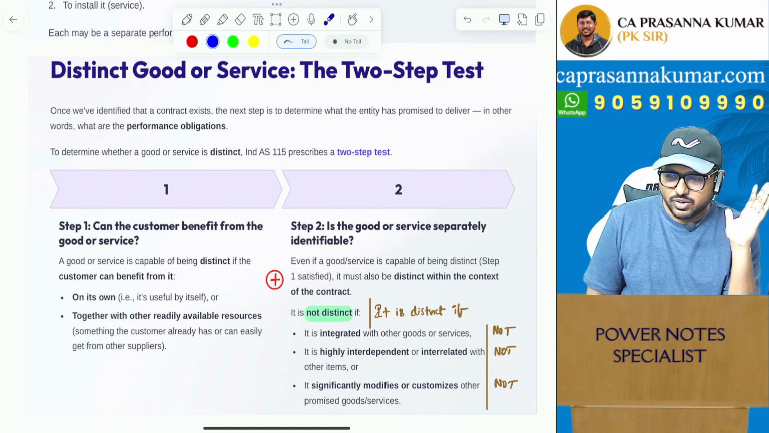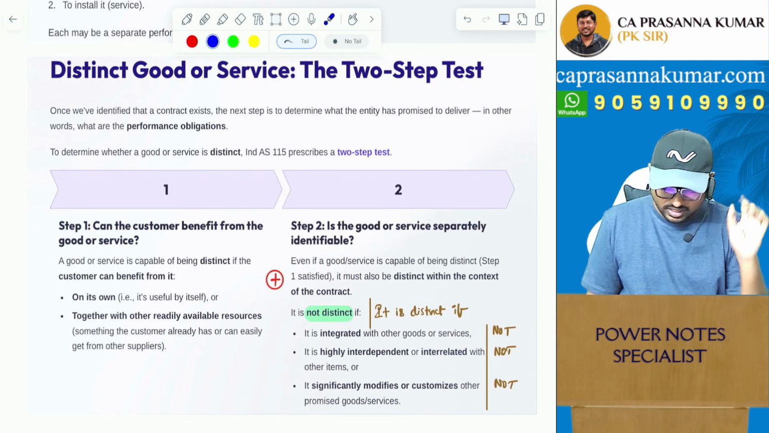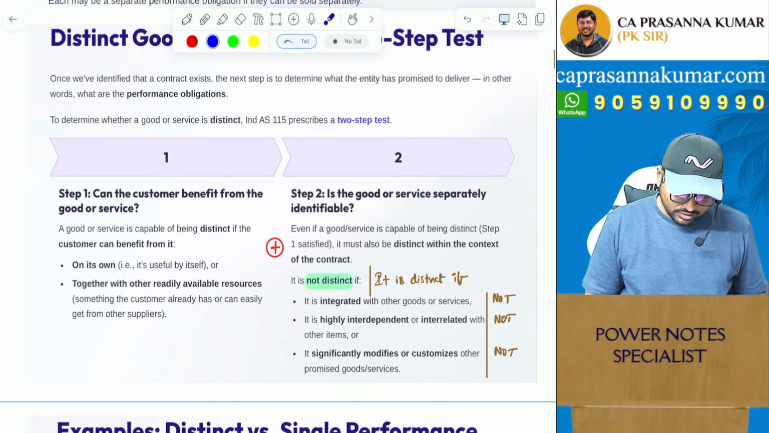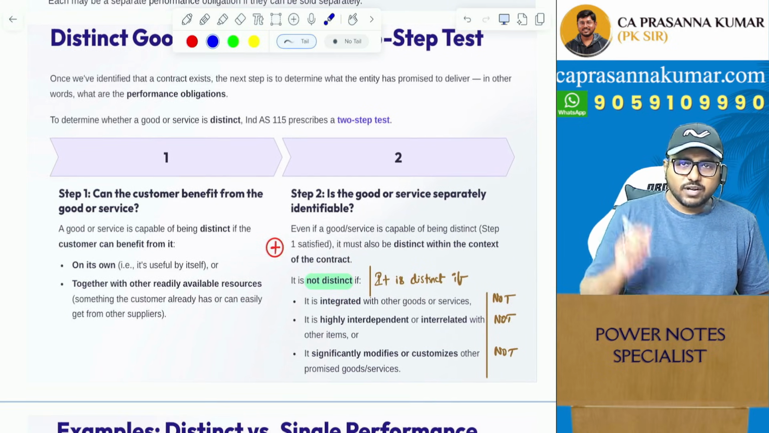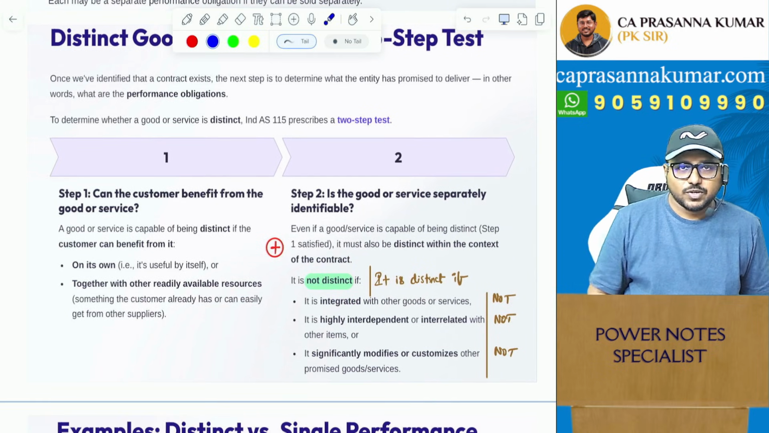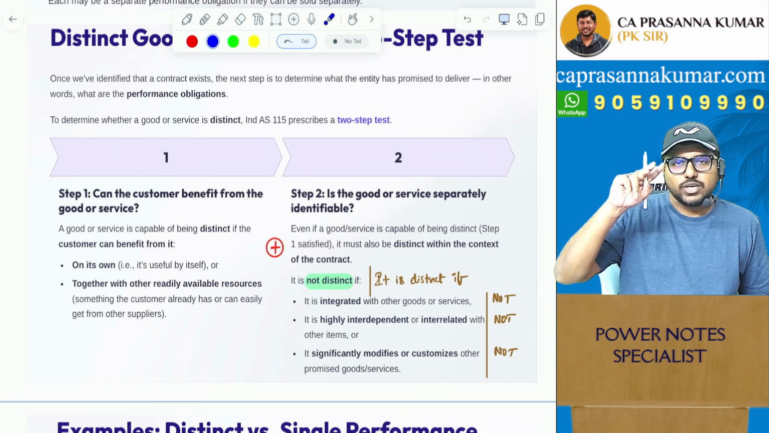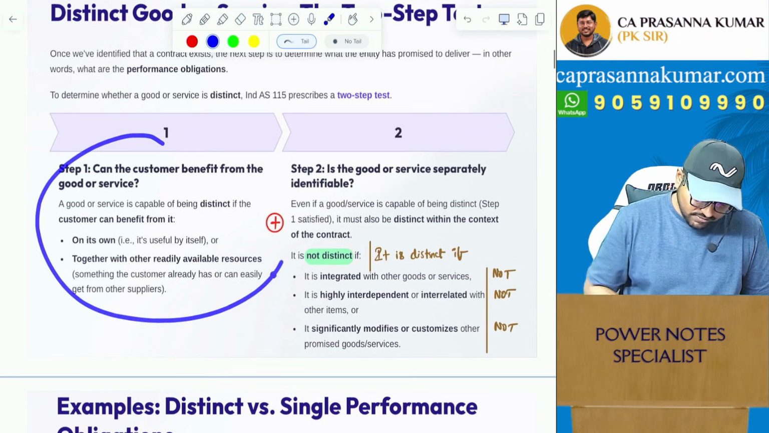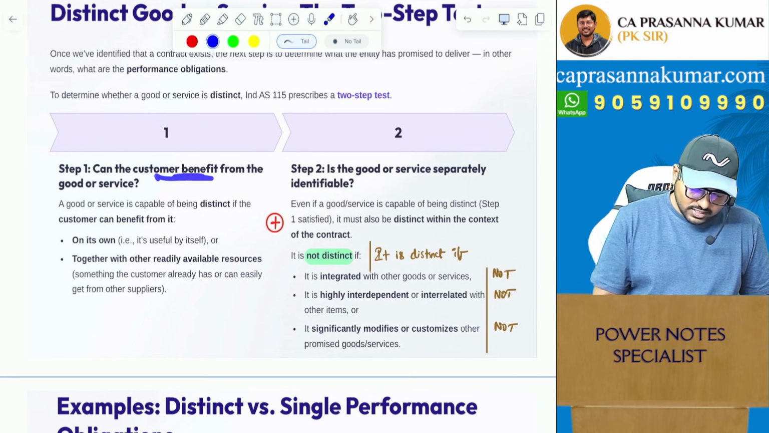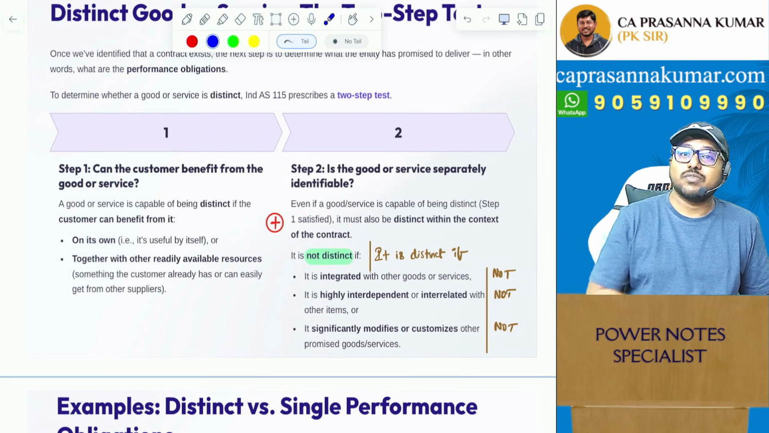Now, this is very important. This is the most important part of the step. So focus carefully. This is where many students get confused. Now, for a good or service to be distinct, it has to satisfy two tests. What is the first test? Can the customer benefit from that particular good or service on his own?